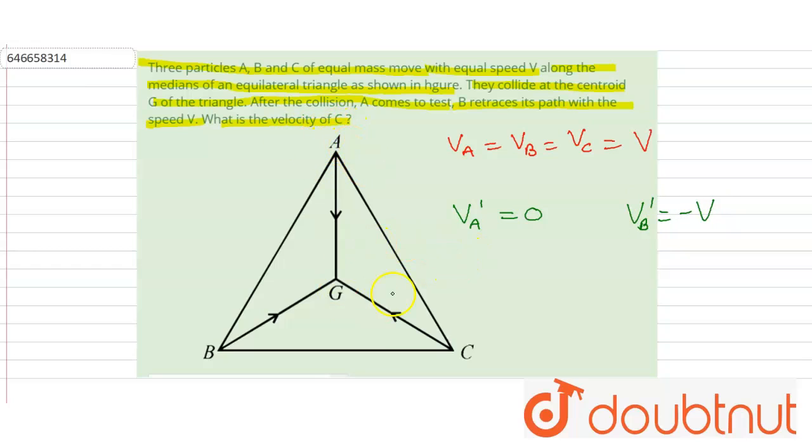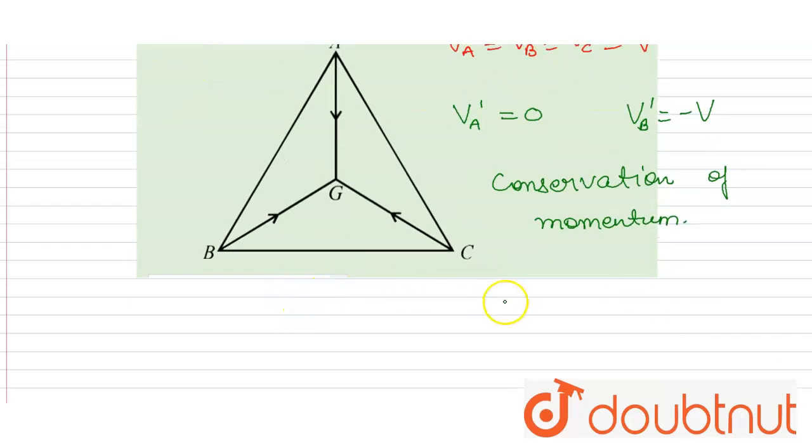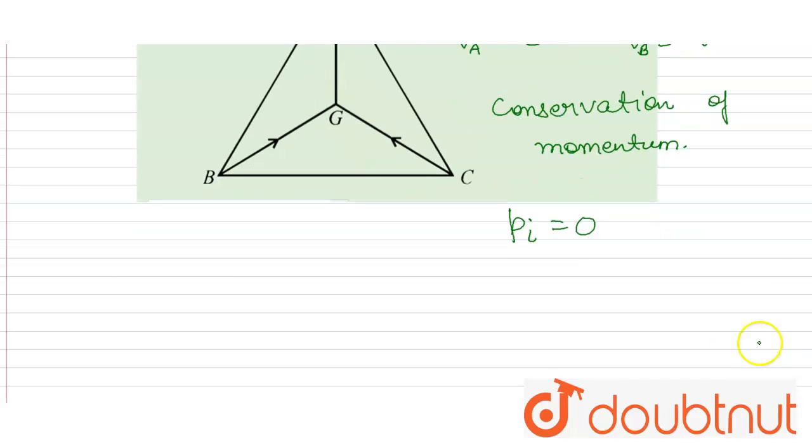So, there is a symmetry. So, we will apply the conservation of momentum. And in the question it is given the initial momentum Pi is equal to what? 0. And there is no external force. So, the final momentum PF will be what? 0. Now, the final velocity of particle A is 0.